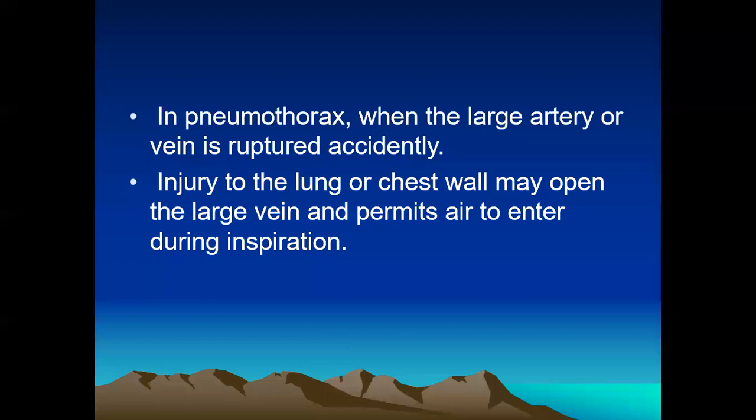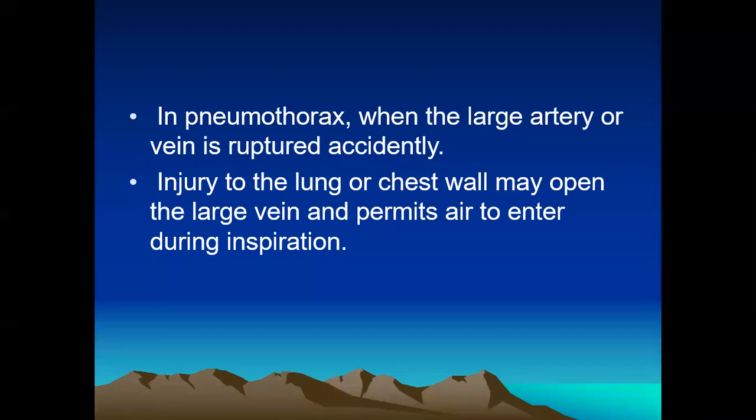In pneumothorax, there is an accumulation of air within the chest wall, in the thoracic cavity. When a large artery or vein is ruptured, accidentally, it causes injury to the lung and the chest wall cavity, and they can also be open.